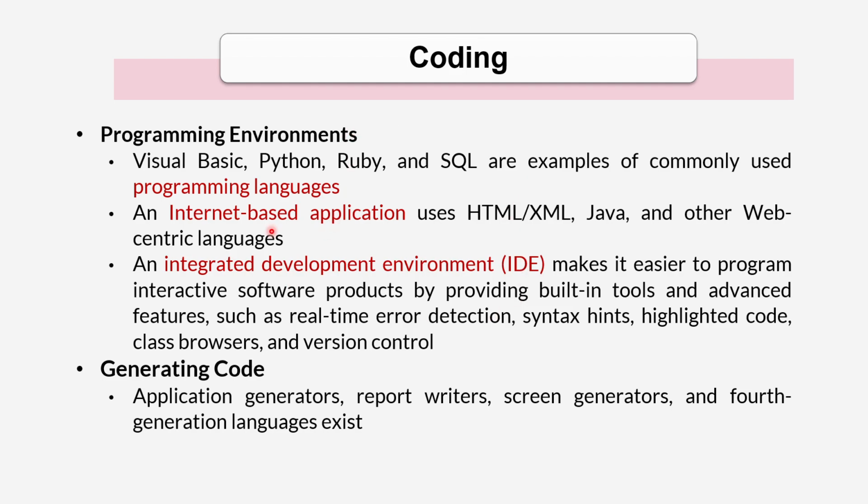Okay, so moving on to the coding. Coding is the process of turning program logic into specific instructions that the computer system can execute. So working from a specific design, a programmer uses a programming language to transform program logic into code statements. For example, Visual Basic, Python, Ruby, SQL are examples of programming languages.